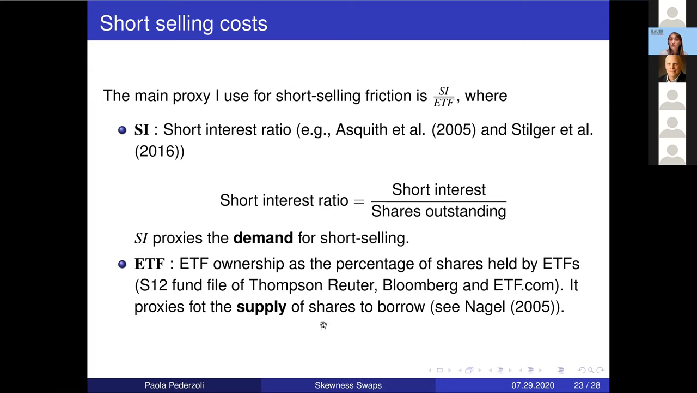And this proxies for the supply of shares to borrow, because ETFs are known to be lenders of the shares they own. This is also the way they make money, and they keep the fee very, very low. So by using the ratio of the demand for shorting over the supply for shorting, these proxies for the short selling frictions, because the higher the ratio is basically when the demand is high and the supply is low.